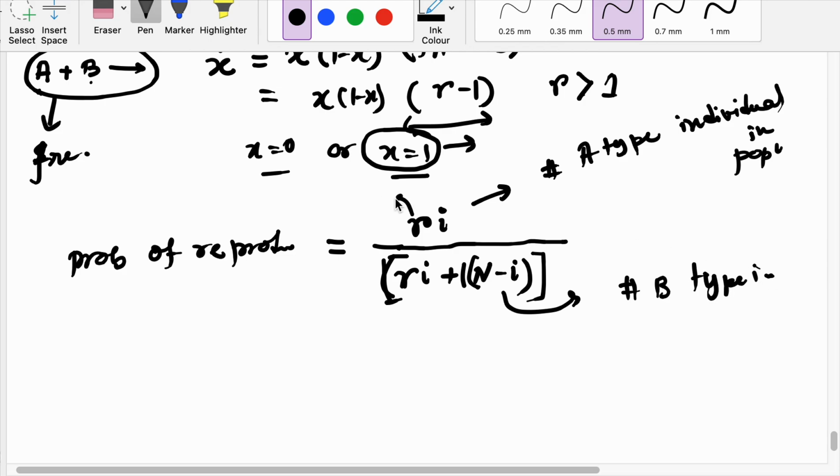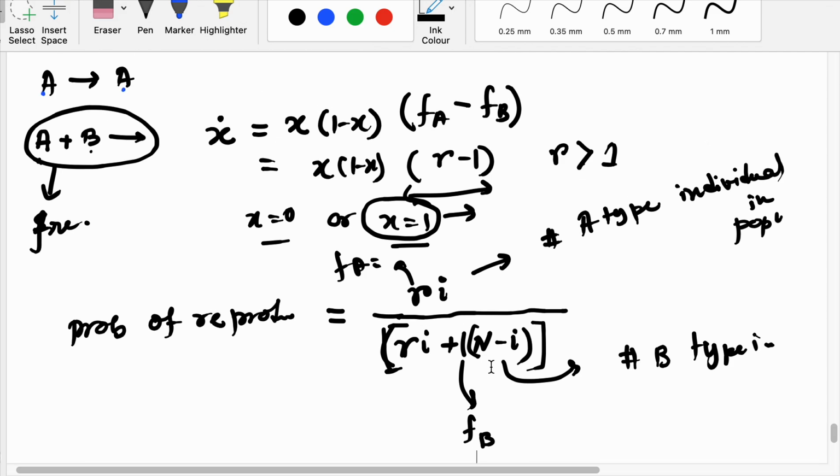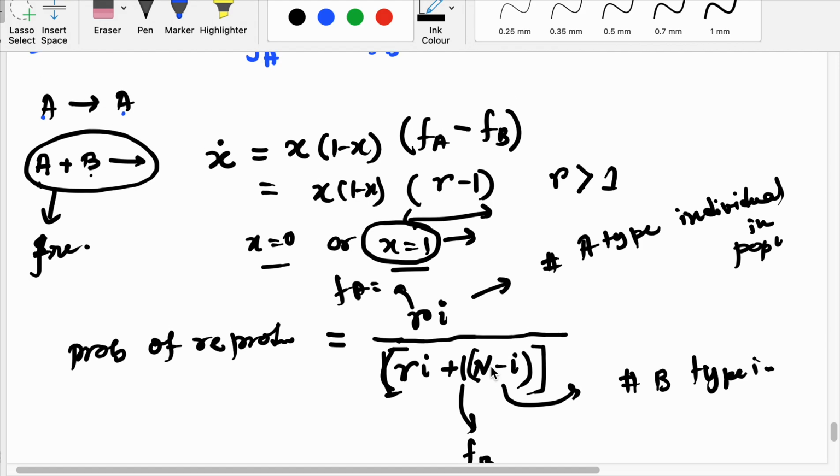Here R is the fitness of A, and 1 is the fitness of B. Now since the fitness is different for one another, that's why we have to write down the probability for reproduction that should depend on the fitness. But then fitness is constant across all the individuals of the population A, isn't it? So why are we writing Ri then? It should have been simply R.